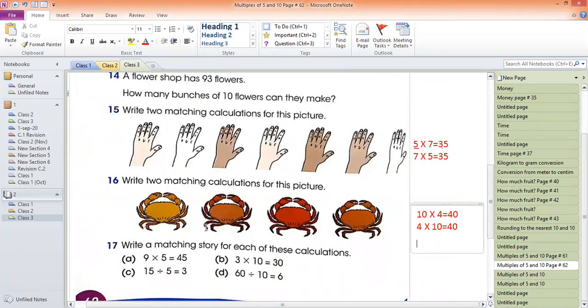All right, guys. Now we are going to write a matching story for this calculation. Now the calculation is given to you, and you have to write a story. For that, you will take out your notebooks, please. We will do question number 17 in our notebook.